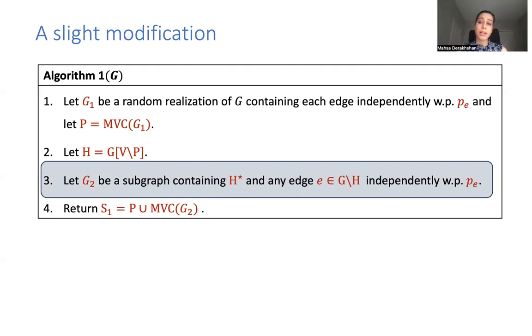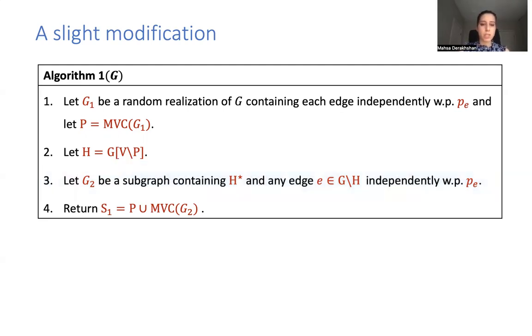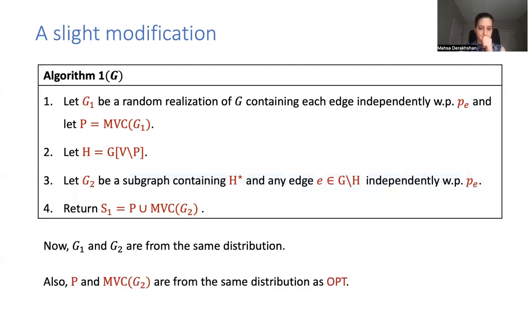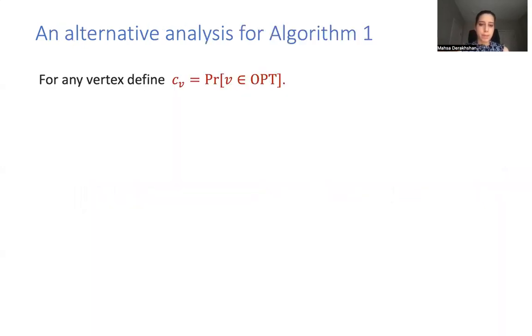Now let's have an alternative analysis for this algorithm, to see that it gets a 2 approximation. And again, why did we do it? Now, G1 and G2 are from the same distribution, and their minimum vertex covers are also from the same distribution as the optimal solution. Okay, now the alternative analysis. I'm going to start by defining C_v for any vertex to be the probability that this vertex joins the optimal solution, which is the minimum vertex cover of a random realization.